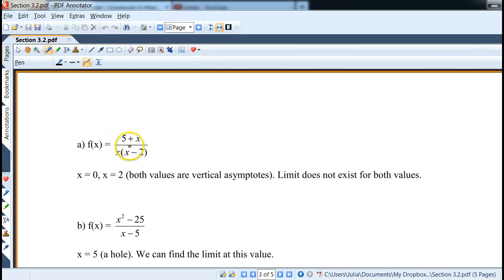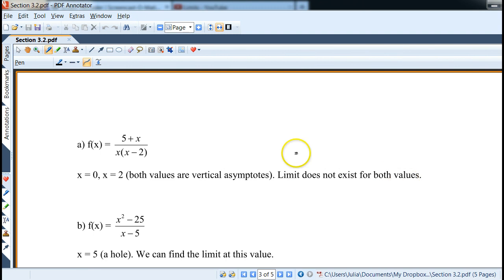the equation situation. So what if we have the equation f of x equals (5 plus x) over x times (x minus 2)? Notice the function is not continuous where the denominator is 0. It's also not defined there. So at x equals 0 and x equals 2, both values are vertical asymptotes because you cannot cancel it from the top. The limit does not exist for both values.